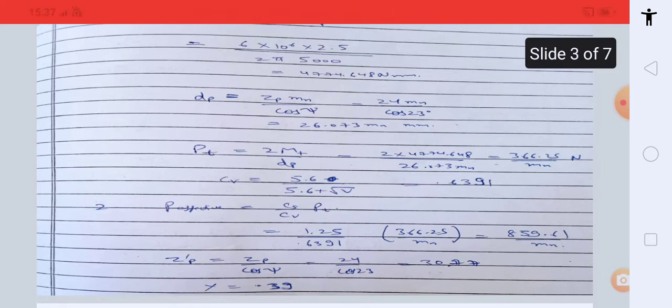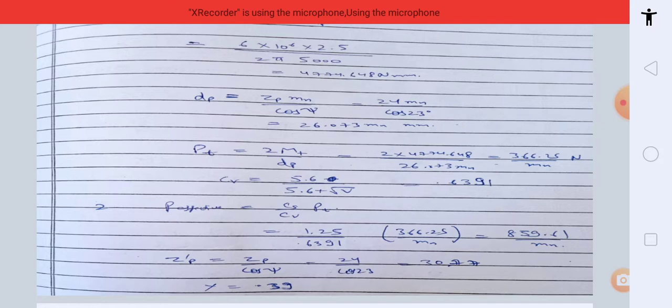Thereafter we calculate the pitch circle diameter. dp is equal to Zp mn upon cos psi, where psi is the helix angle. That is 24 mn upon cos 23. We will get 26.073 mn millimeter.